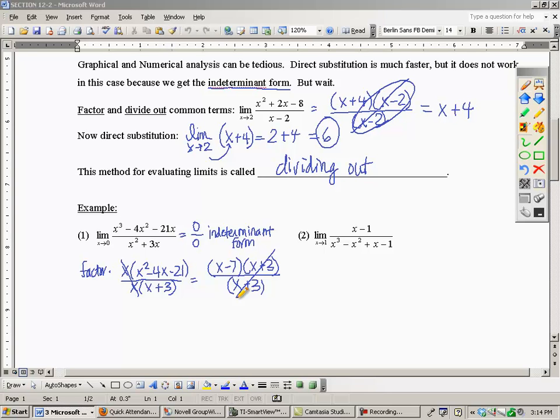So what I'm left with then is now to use my direct substitution again. The limit as x approaches 0 of my new function, x minus 7. Well, if I plug a 0 in, 0 minus 7 is negative 7. And so I can now use direct substitution once I've factored things out to find the limit as x approaches 0.